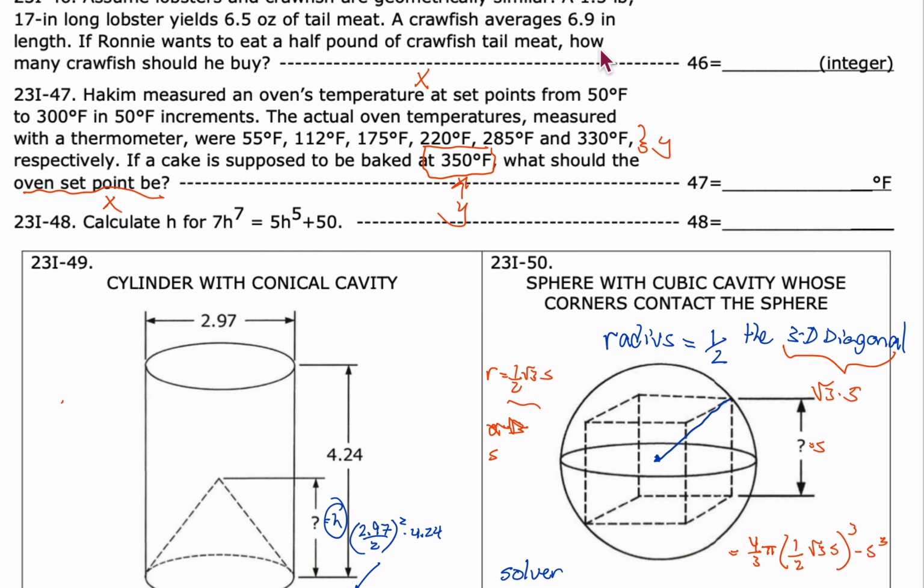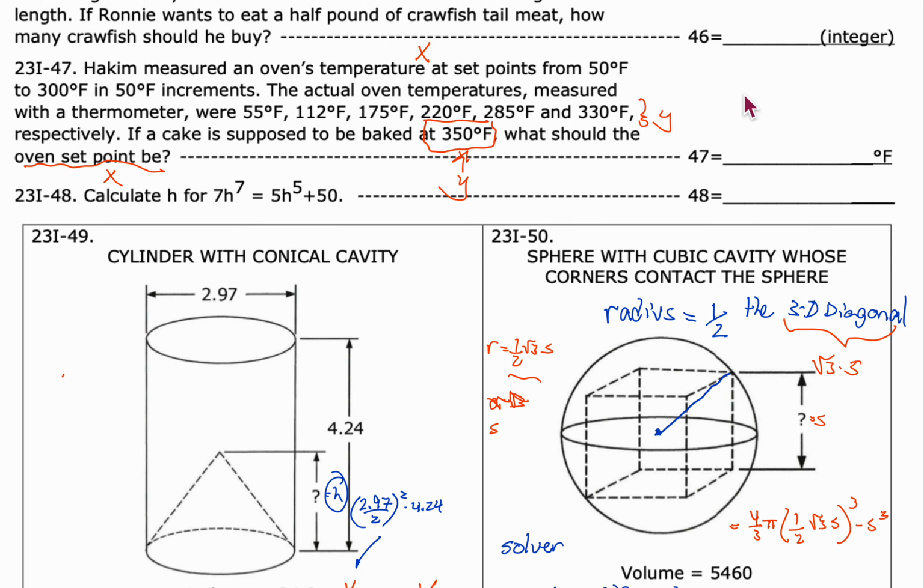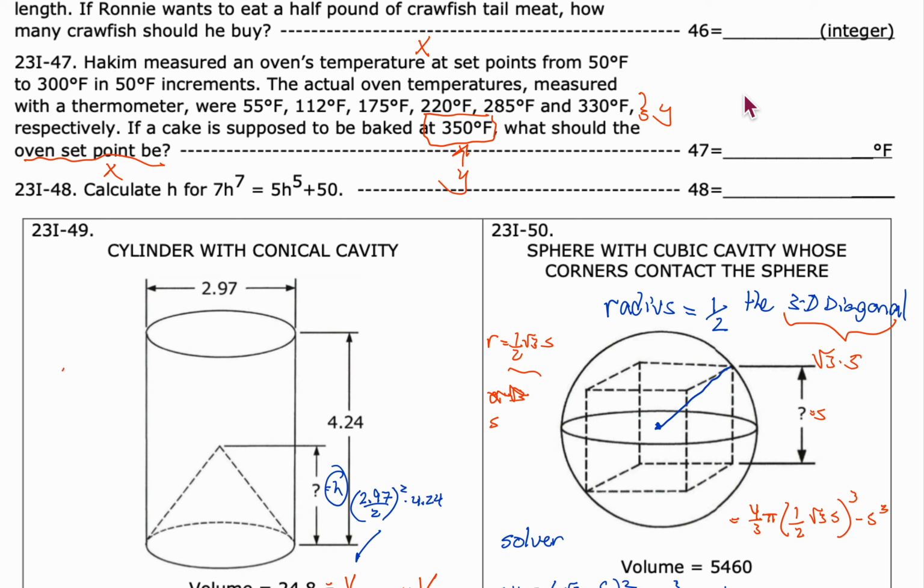Let's take a look at 47. Hakeem measured an oven's temperature at set points from 50 degrees Fahrenheit to 300 degrees Fahrenheit in 50-degree increments. The actual oven temperatures measured with a thermometer were 55, 112, so on and so forth, respectively. And they want us to find out if a cake is supposed to be baked, so this is the temperature inside the oven. So that's going to be our Y values in this case, because we set the temperature on the oven, but the actual temperature is what we are recording, and so that's going to be dependent on our set point. And they want us to find out what should the oven set point be.